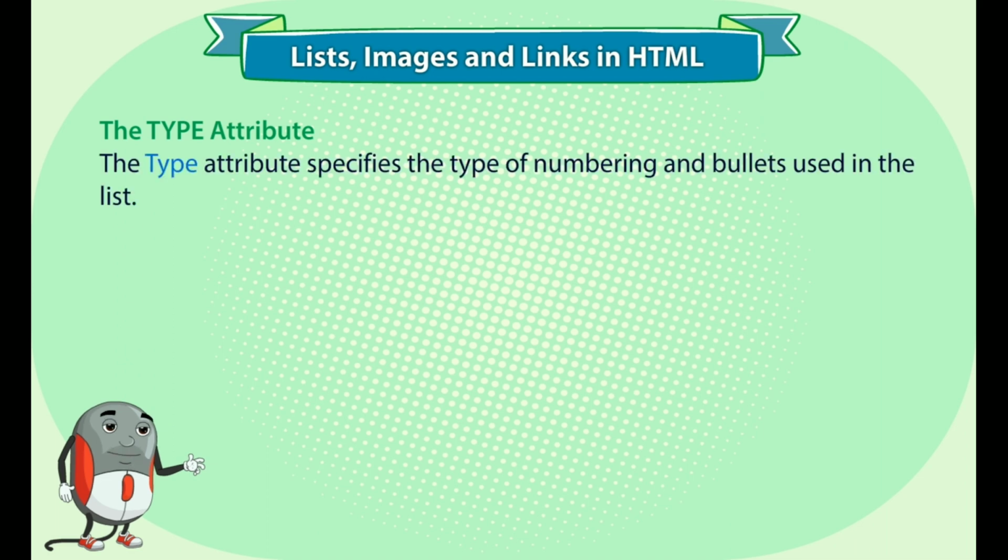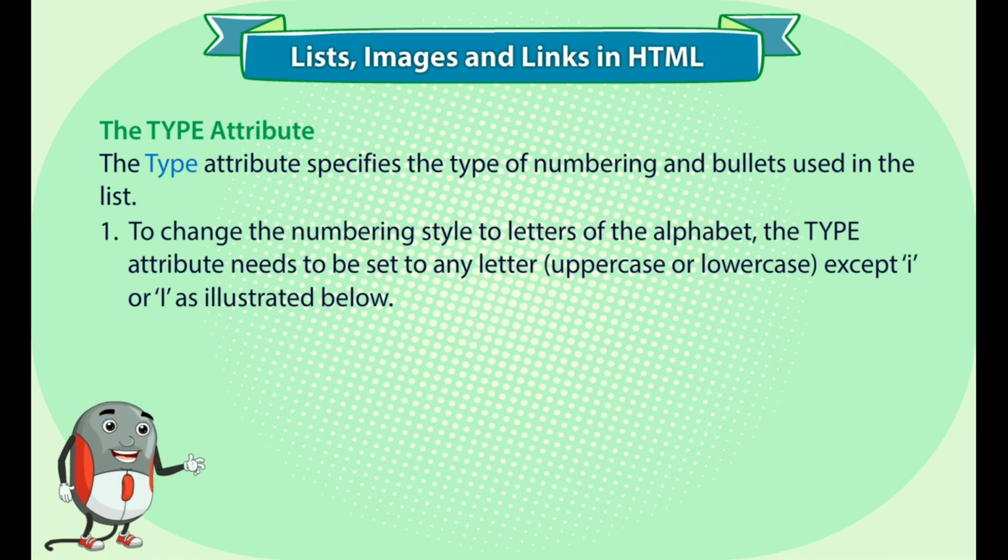The type attribute. The type attribute specifies the type of numbering and bullets used in the list. 1. To change the numbering style to letters of the alphabet, the type attribute needs to be set to any letter, uppercase or lowercase, except small i or capital I, as illustrated below. OL type equals A. OL type equals a.